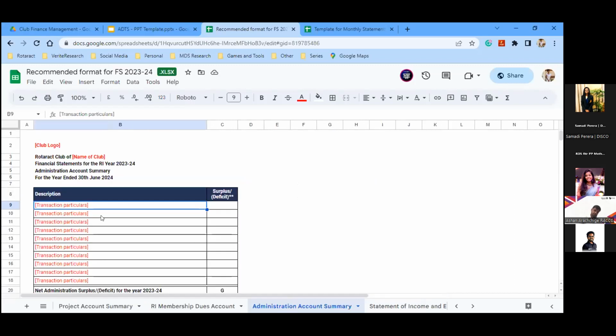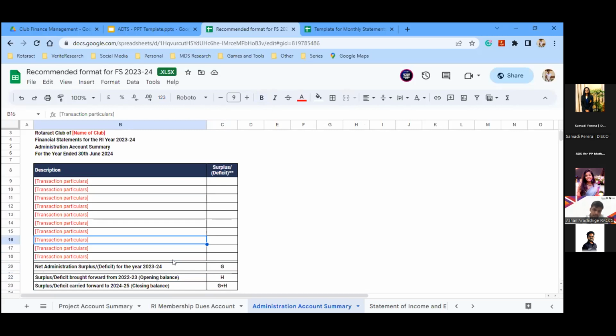Right. Okay. So the administration account summary, again, very, very simple. For administration, the only things you can spend on are basically the expenses that go into your general meetings. Those would be administrative accounts. That covers the venue, any printing, any photocopying, banners, badges, etc. Those will be mentioned in your administrative account. So this is a summary. In this, it could be administrative, so the club banners.